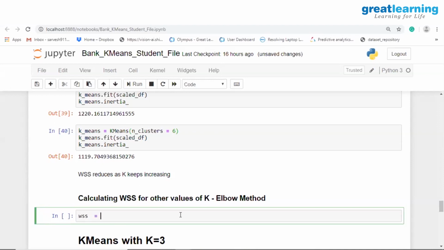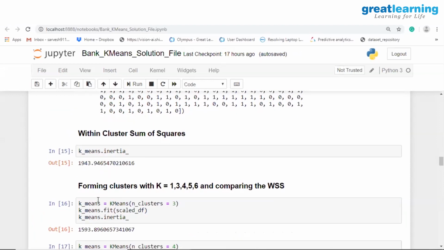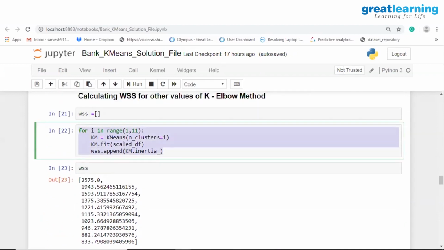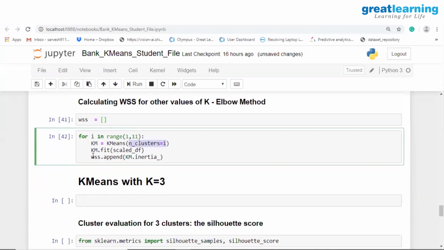Right? I'm creating an empty list, and I have a loop here. So for i in the range of 1 to 11, I'm giving 1 to 11 numbers for K. In KMeans, I'm just giving n_clusters equal to i. The i is each and every value it is going to try and show to me, and you append it into the KM inertia.